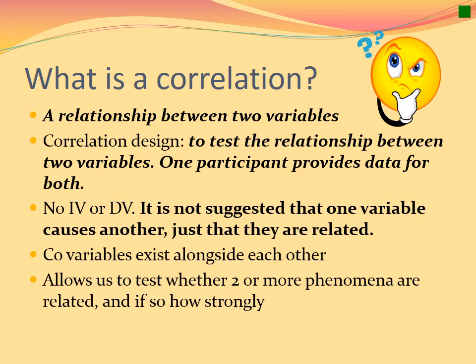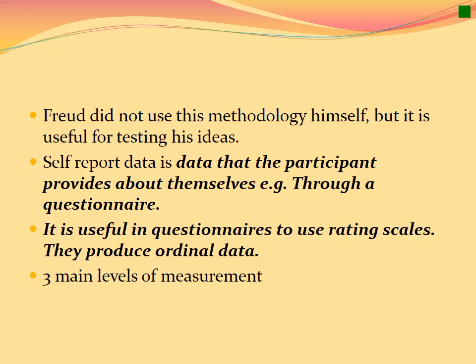Now correlations are useful because they allow us to test whether two or more phenomena are related, but also how strongly they are related. Correlations in the spec was originally included in the psychodynamic approach and is now included in the biological approach. Now this is interesting because Freud himself didn't use this methodology, but it's often been used to test some of his ideas. Correlations often rely on self-report data, and this is quite important. Self-report data is data that a participant will provide about themselves, for example, through a questionnaire. It's useful in questionnaires to use rating scales because they produce ordinal data.